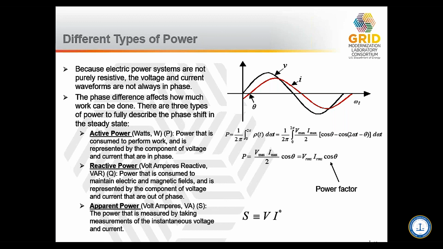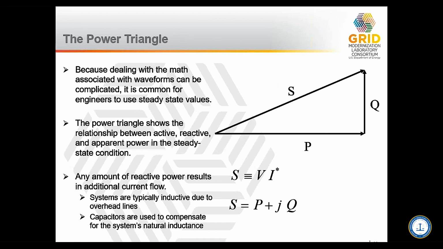This is important, if we go to the next slide, because the apparent power will drive how much power or current is actually flowing down the line. And so we have what's called the power triangle. And so the active power, or P, is along the x-axis here. Reactive power is orthogonal at 90 degrees. And then the apparent power is S.